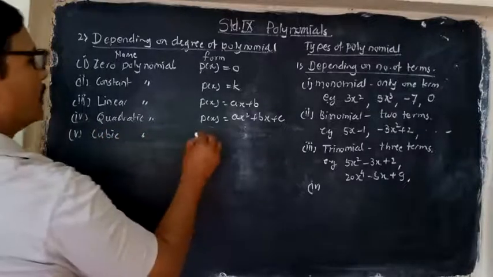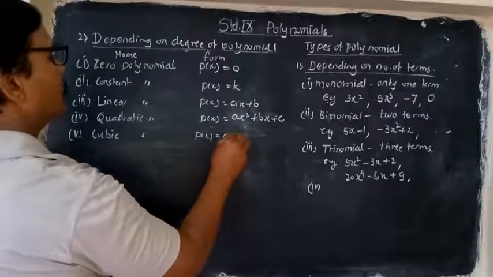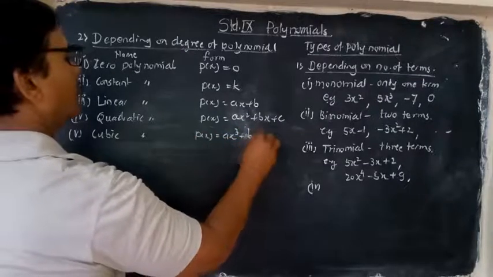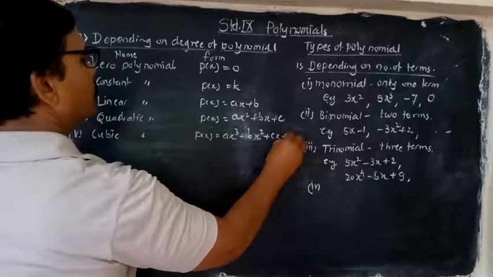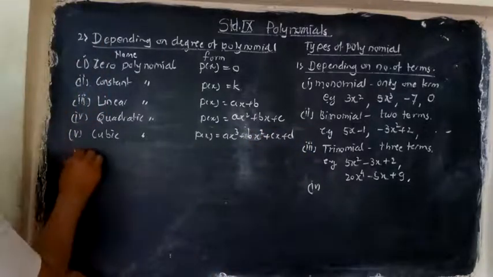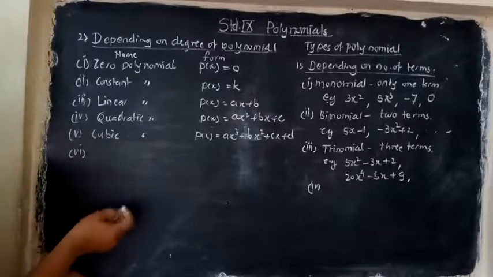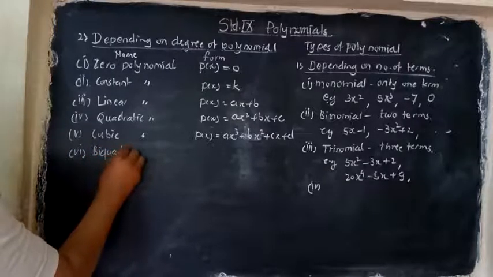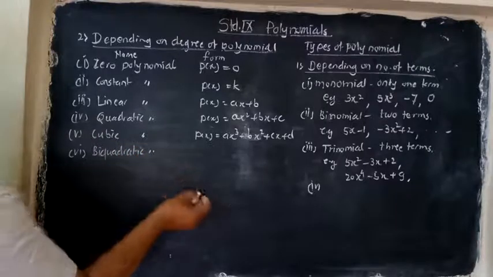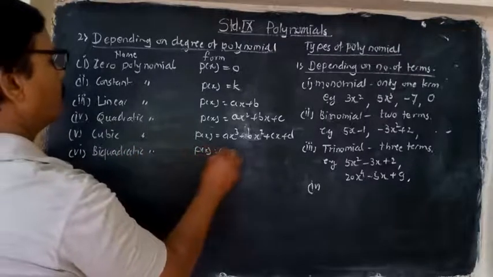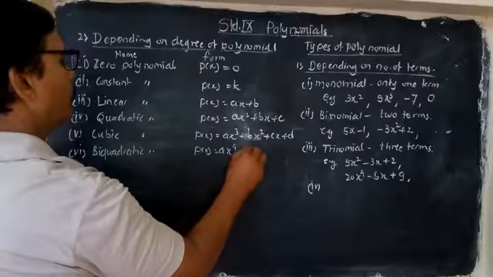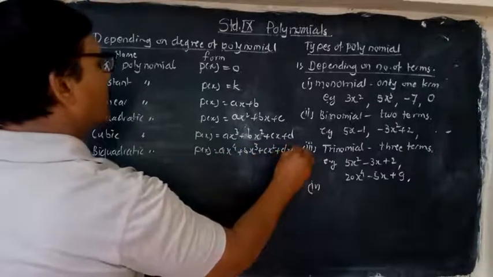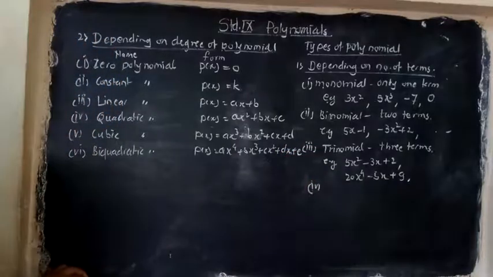Cubic polynomial is of the form px is equal to ax cube plus bx square plus cx plus d. Sixth polynomial, biquadratic polynomial. It is of the form px is equal to ax raised to 4 plus bx cube plus cx square plus dx plus e and so on.